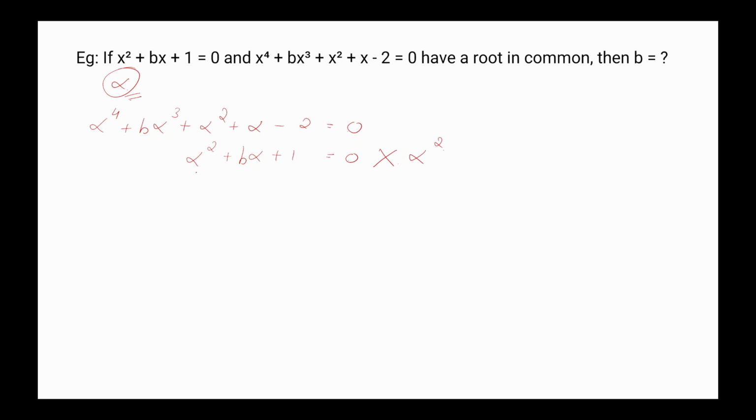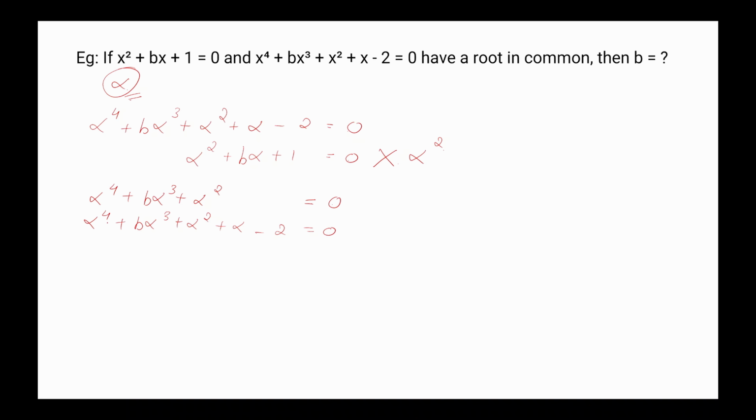So if I multiply it, what would my equation transform to? It would become alpha to the power 4 plus b alpha cube plus alpha square is equal to 0. This would become my equation. What was my first equation? Let me write it down again as well. Alpha to the power 4 plus b alpha cube plus alpha square plus alpha minus 2 is equal to 0. This was my first equation.